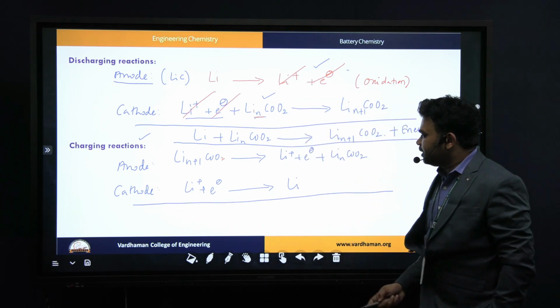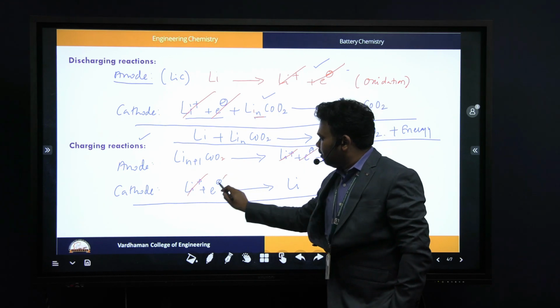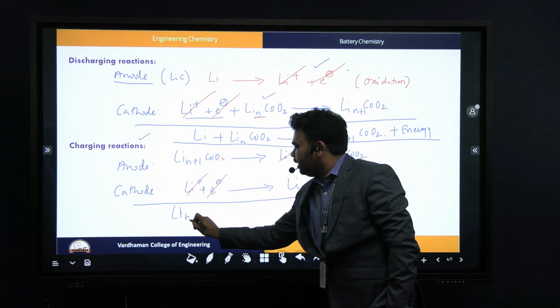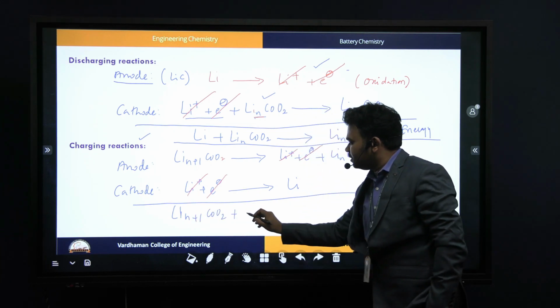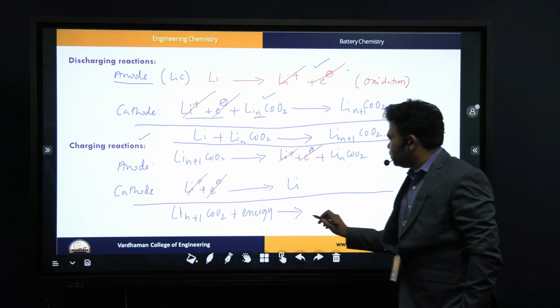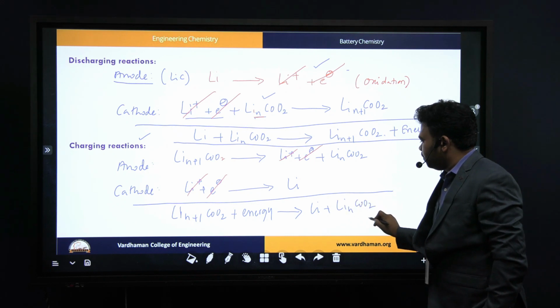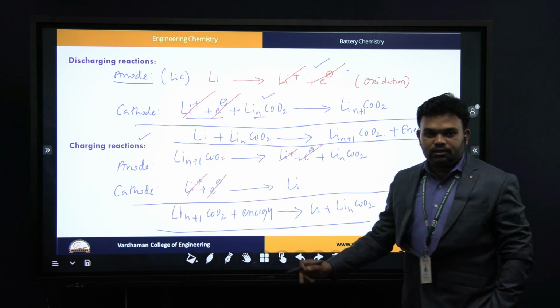Now if we write the net reaction, again the common terms get cancelled: Li+ and electron get cancelled. Then the net reaction is Li(n+1)CoO2, as we are discussing, a charging reaction, plus energy gives rise to Li plus Li(n)CoO2. This is the net reaction we observe in the case of charging.